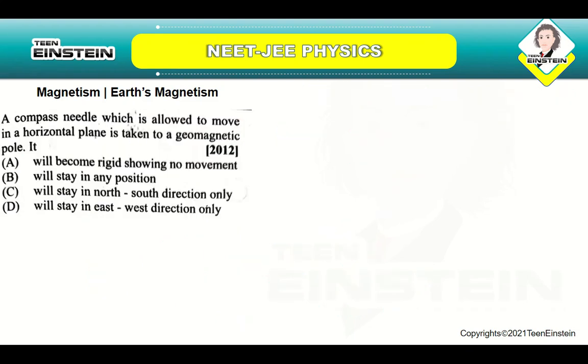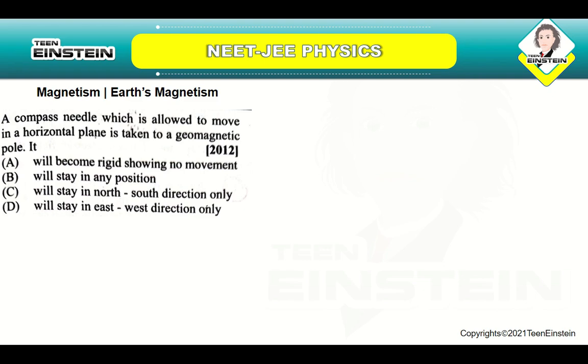A compass needle which is allowed to move in a horizontal plane is taken to a geomagnetic pole. It will become rigid, showing no movement. It will stay in any position. It will stay in north to south direction only. It will stay in east to west direction only.